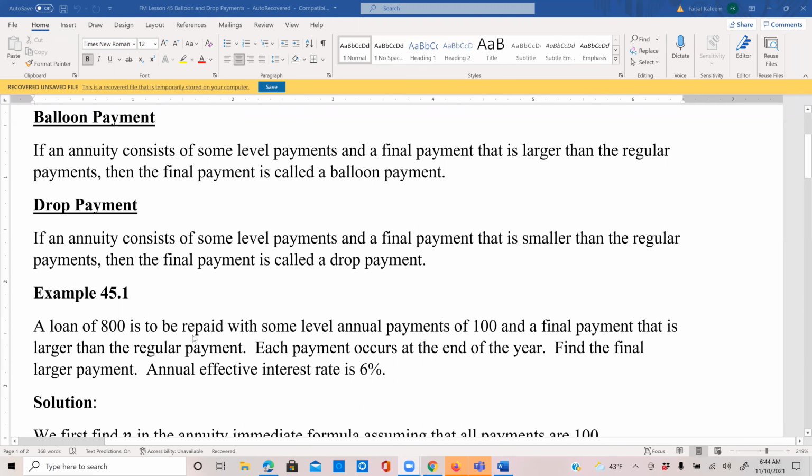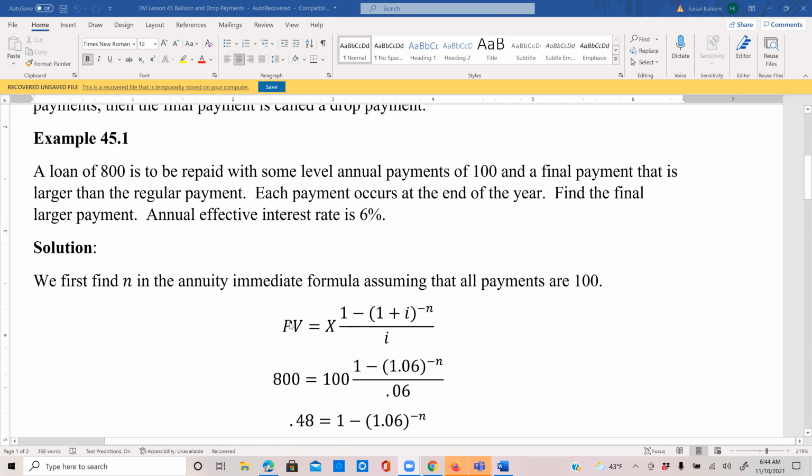A loan of 800 is to be repaid with some level annual payments of 100 and a final payment that is larger than the regular payment. Each payment occurs at the end of the year. Find the final larger payment. Interest rate is 6%. So it's an annuity immediate since payments are being made at the end of the year.